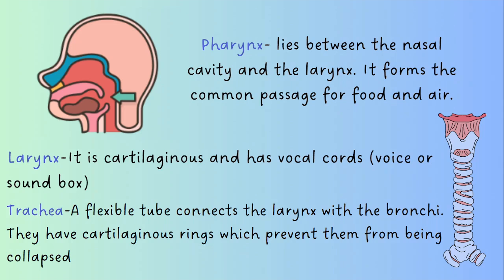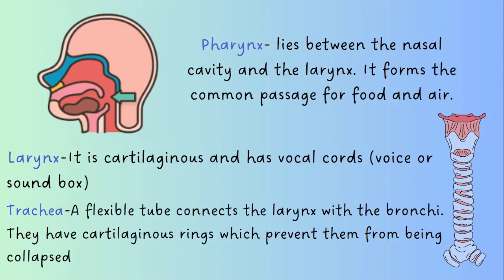Next we have the pharynx. The pharynx lies between the nasal cavity and the larynx, and it forms the common passage for food and air. So this is a very big problem. If we have a common passage for food and air, there is a chance that food can enter the windpipe also. So there is a muscular flap called the epiglottis, which covers the path so that no food can enter the windpipe.